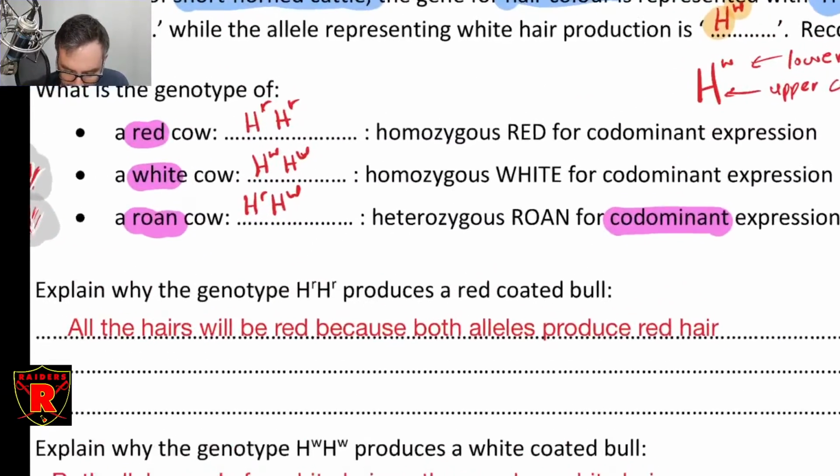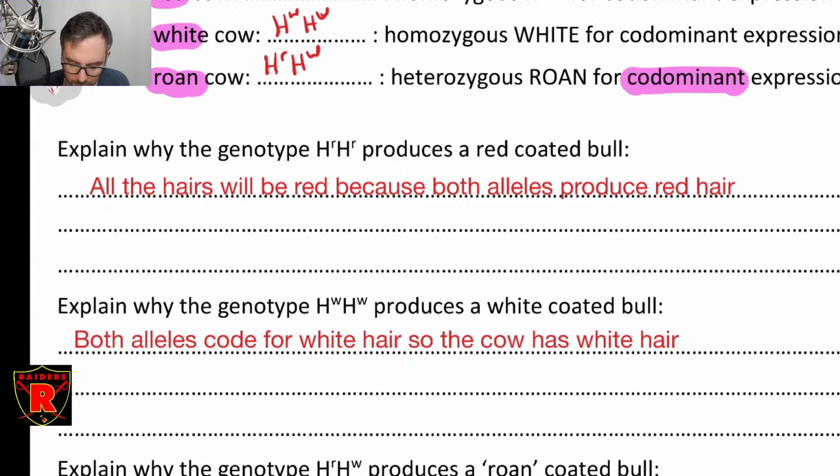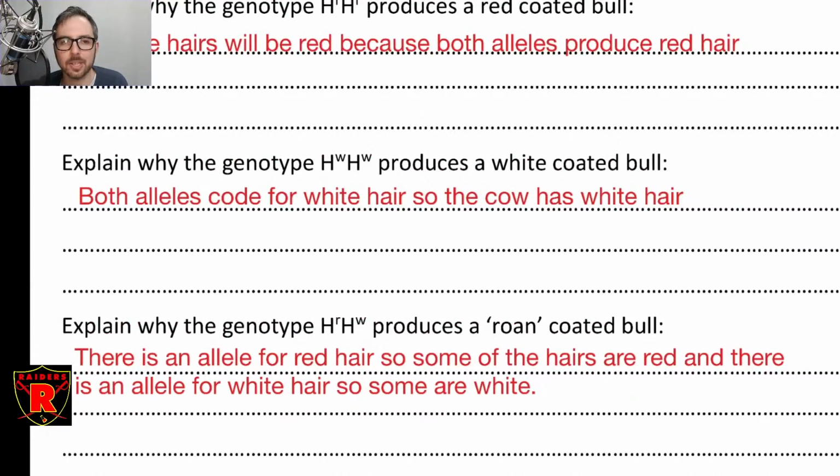Okay, so why does HR produce red? Well, all the hairs are red because both of the alleles produce red hair. So all the cells are going to be doing one of the alleles, HR. In the HWHW, all of the cells in the coat are going to be producing white hair. But in the HRHW, what happens is some cells are going to express the R and some cells are going to express the W. That's the difference between this and the incomplete dominant. In incomplete dominant, basically both are being expressed at the same time and you get a hybrid.